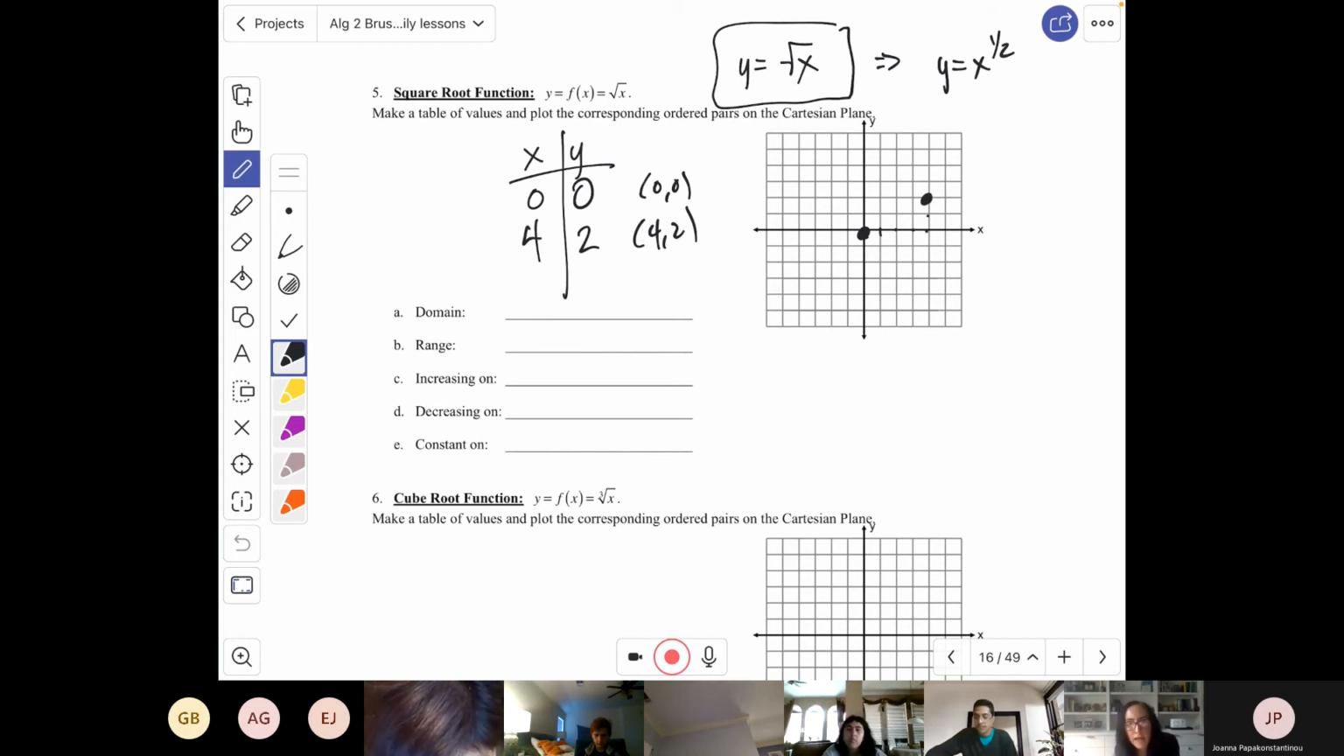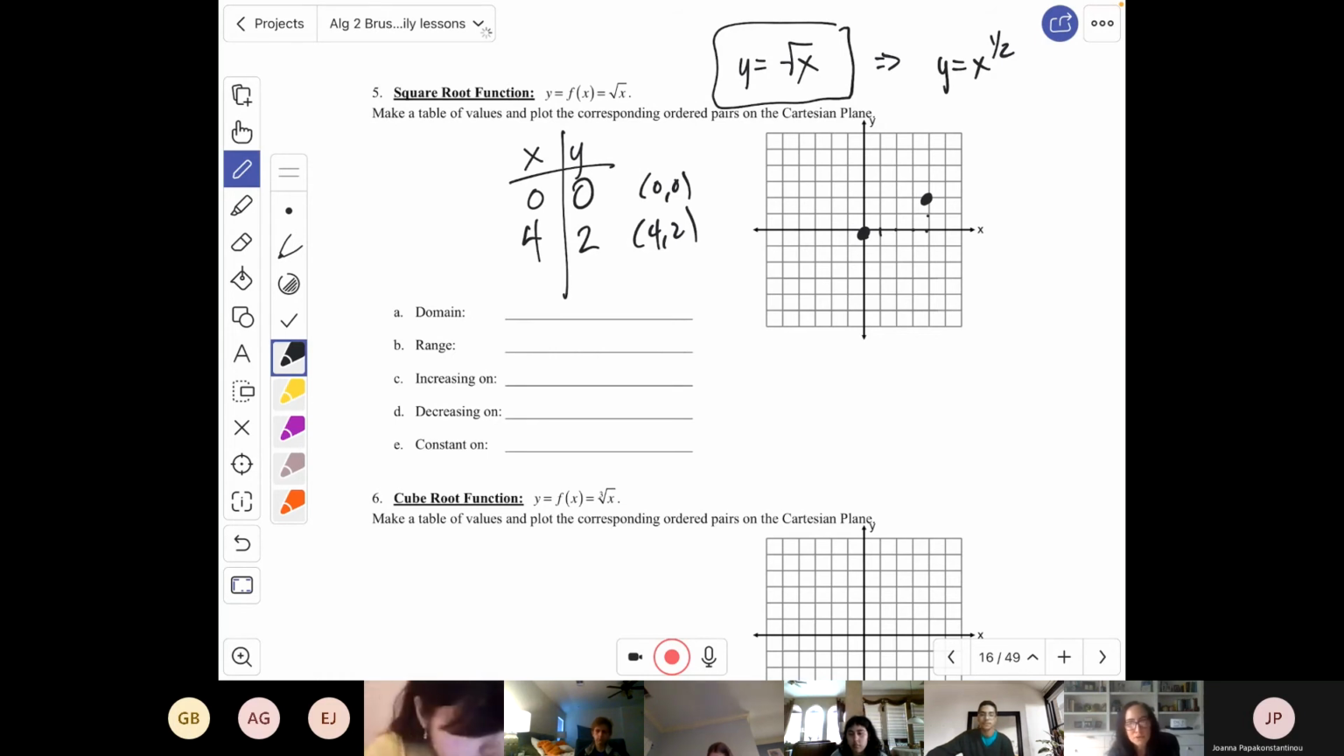Can I substitute in a negative number for x and have it defined with an output that is a real number? Can I take the square root? No, I cannot. 0 is the smallest value that I can substitute in to the square root parent function and have it defined with an output that is a real number.